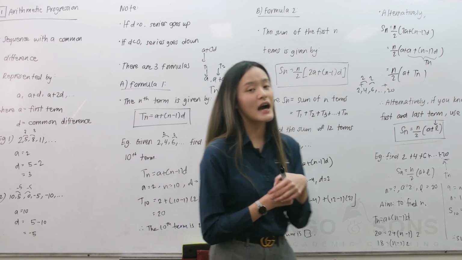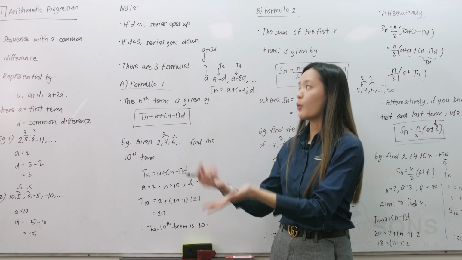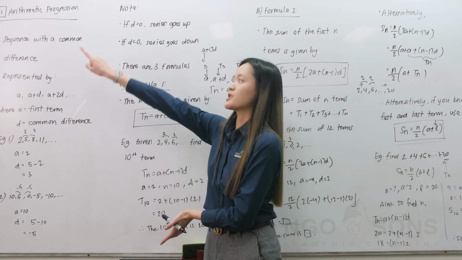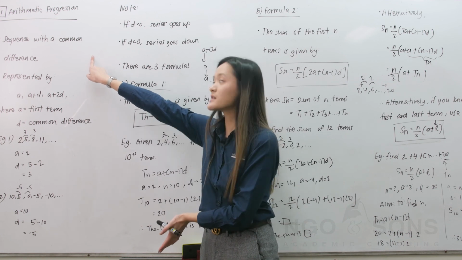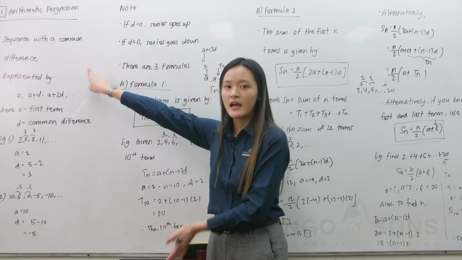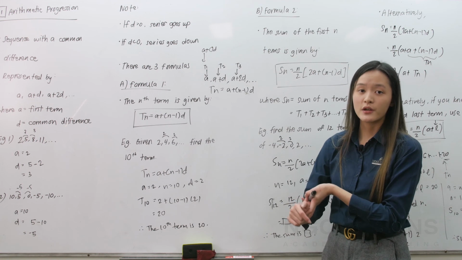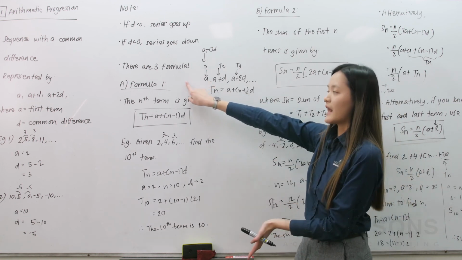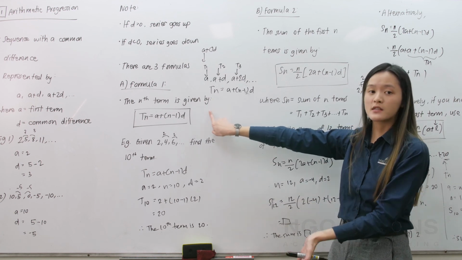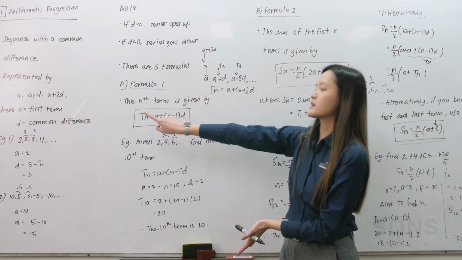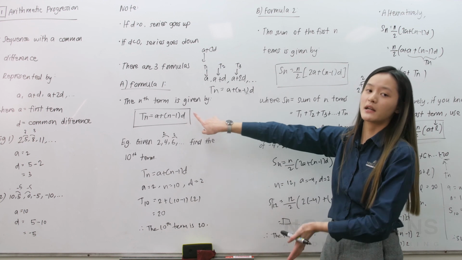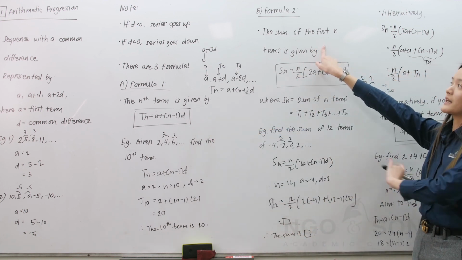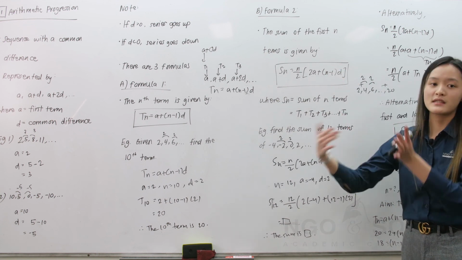Okay, so what you guys have learned today is, first off, what is an arithmetic progression? Remember, an AP is just a special sequence of numbers that has a common difference. And there's two formulas associated with it. The first one is the Tn formula. It just allows you to find a specific term in your sequence. The formula is Tn equals a plus (n minus 1)d. The second formula is the sum formula. It allows you to find the sum of the first n terms.